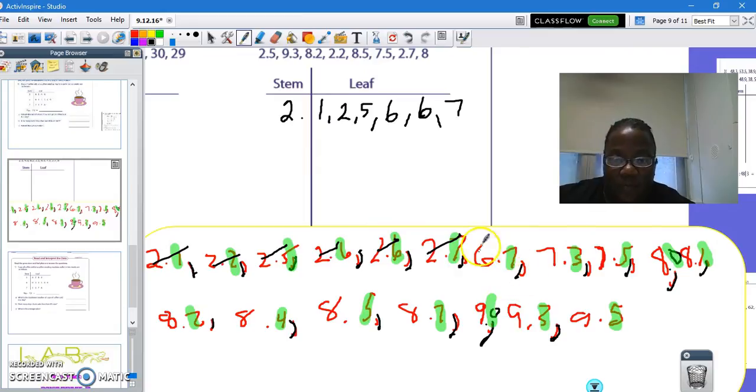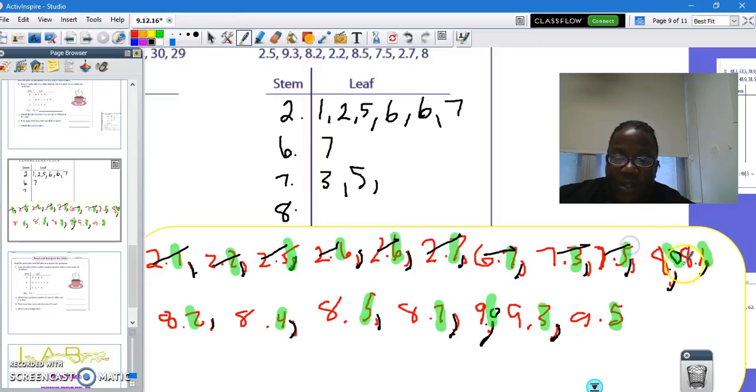So now my next stem is a 6, as you can see. So I like to put 6 point. I always put my decimal in. And 6.7. Look at that. That's the only one in the 6 stem. I do have a few for 7. So I have 7. And the first one, 7.3. Oops. Put the 7 in there. 7.3. 7.5. That's it for the 7s. Next one is 8.